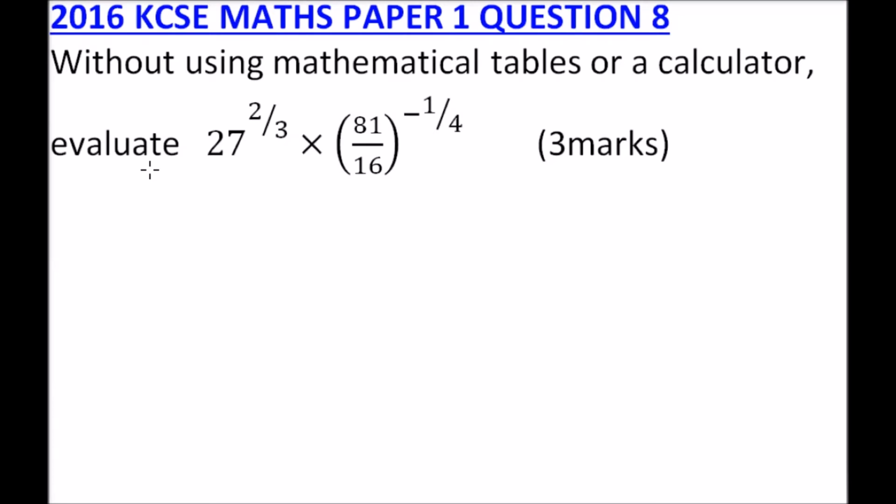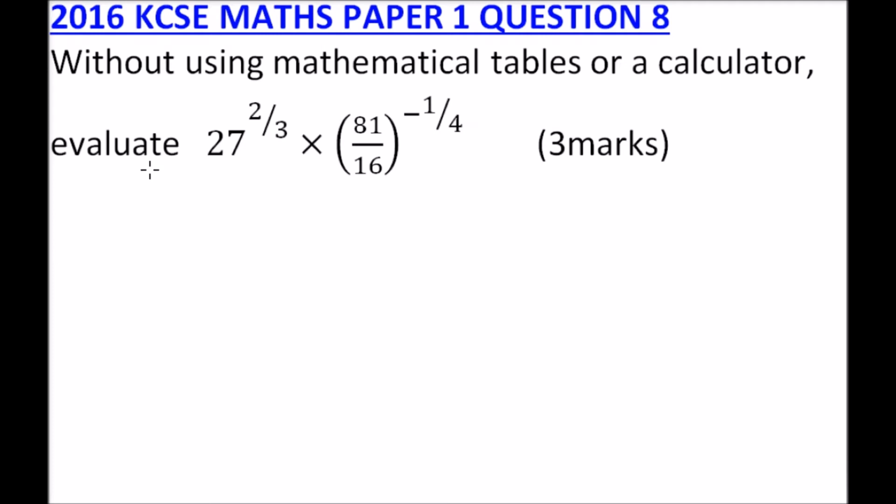2016 paper 1 question 8. Without using mathematical tables or a calculator, evaluate. Ensure that you don't use mathematical tables or a calculator, because the examiner will deny you marks, and there is a way they know that you have used a calculator, because here in the application of indices we need to write 27 to the power of 3, 81 to the power of 3, 16 to the power of 2, and then we'll be able to simplify.